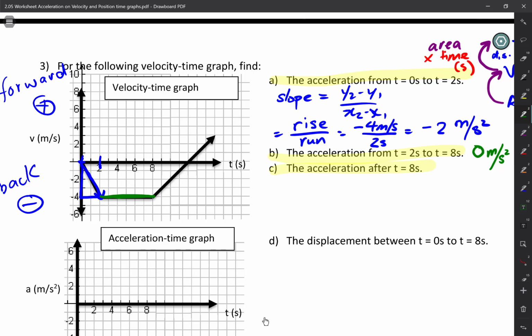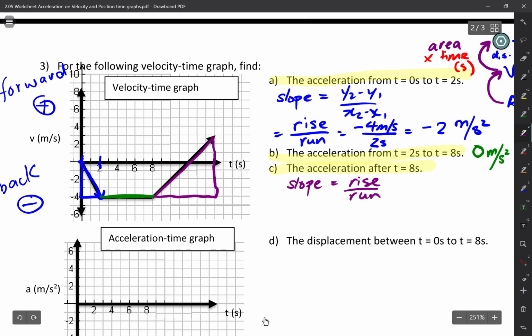And so there's a couple of ways you can find that the acceleration is 0 meters per second squared there. Last part, the acceleration after t is equal to 8 seconds. So we're looking at from here to there. Again we're going to look at the slope, and I'm going to do rise over run. It's always a better idea to take 2 points as far away as possible on the line to help you get a more precise value. So I'm using these two, right there and right there.